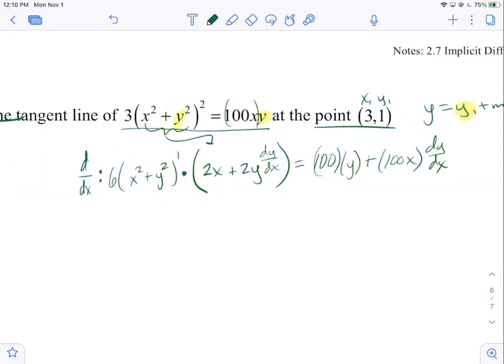Calculus is done, and now there's still a lot of algebra left. Notice, if you were trying to solve for dy/dx first and then plug in the point (3, 1), you could totally do that, right? In order to combine your dy/dx terms, which is why I'm giving you this example, I can't just freely get the terms together yet, can I?